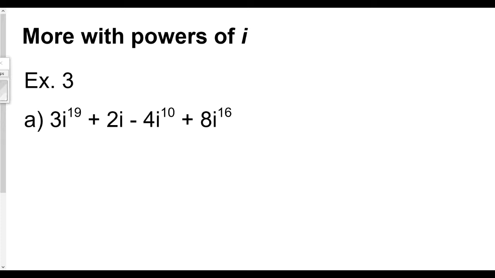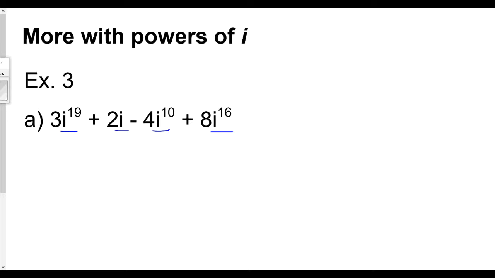Now we're going to look at how we can use those powers of i to answer more complicated problems, where maybe we have multiple terms instead of just one. Here we have 3i to the 19th plus 2i minus 4i to the 10th plus 8i to the 16th. Our first step is to simplify each one of these powers of i by dividing each exponent by the number 4.